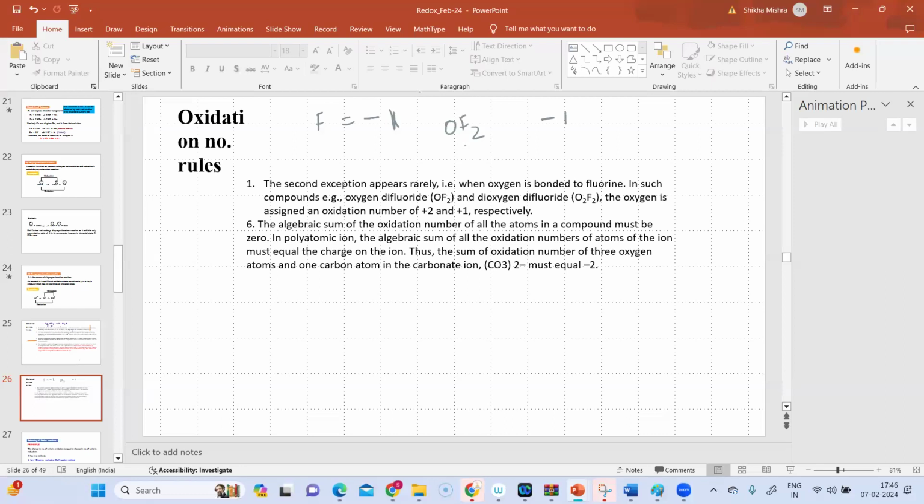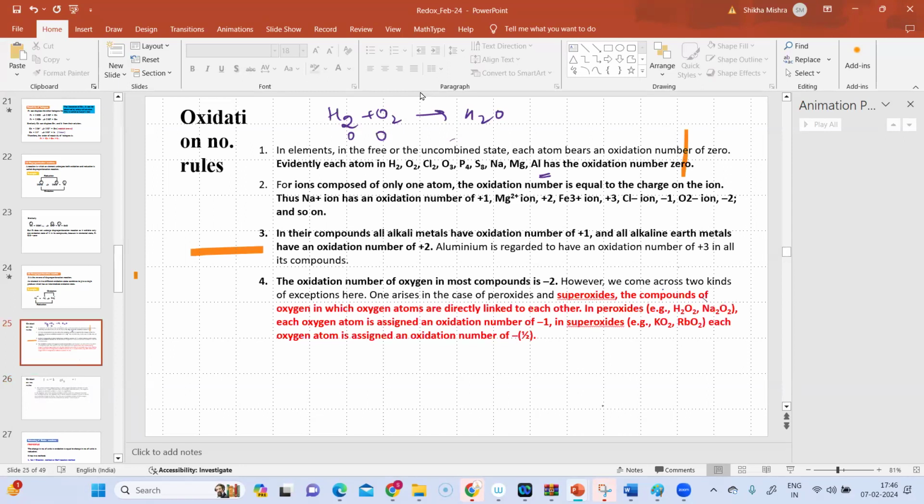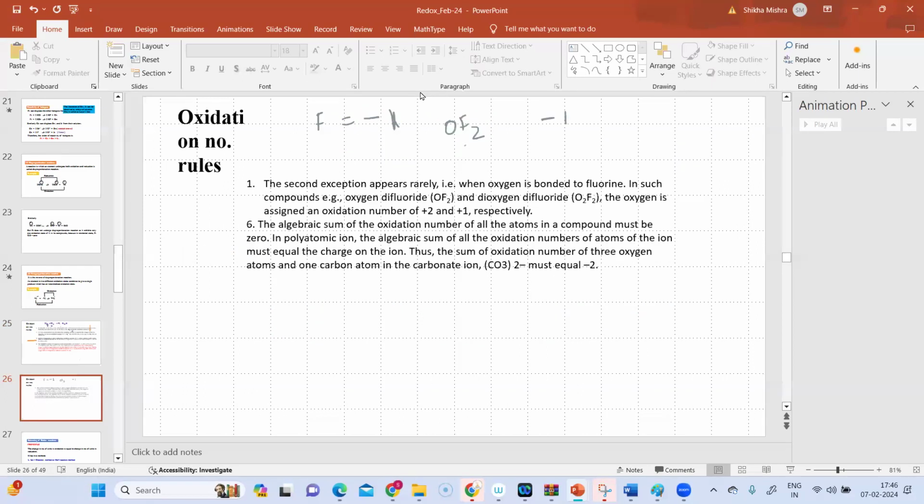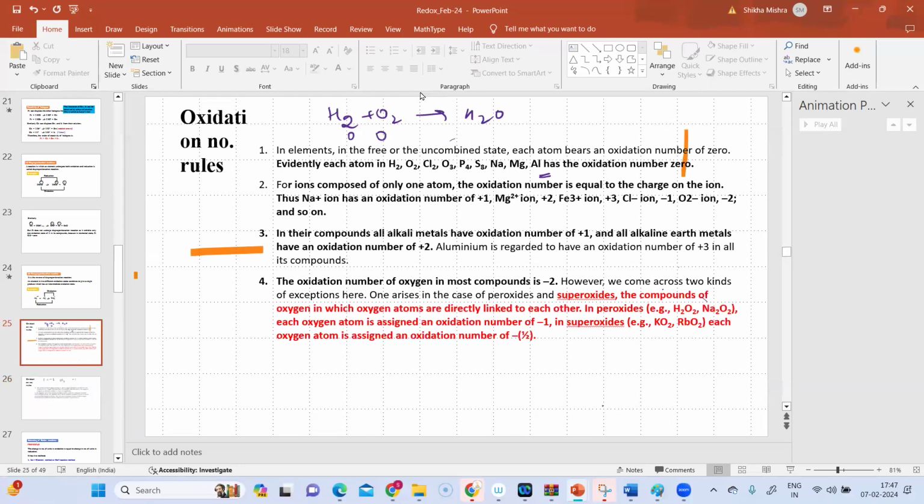So we have learned 3 exceptions for oxygen. One is superoxide, the other one is peroxide. We have done it on this sheet. Peroxide is -1, superoxide is -1/2, and in case of OF2 or O2F2, it is +2 and +1. So do remember that oxygen may have a positive oxidation state, right? Then the last but the most important one is that the sum of oxidation states of all the elements in a given compound is equal to 0. And if it is an ion, that will be equal to the charge, right?